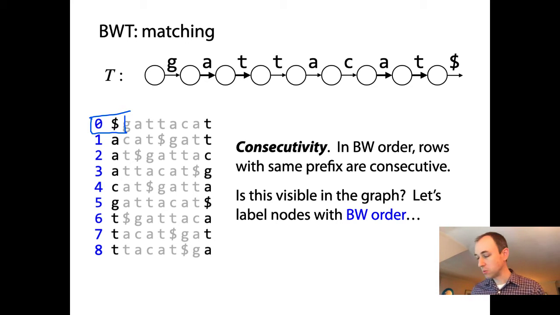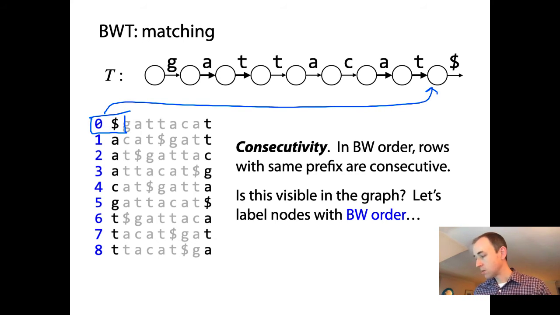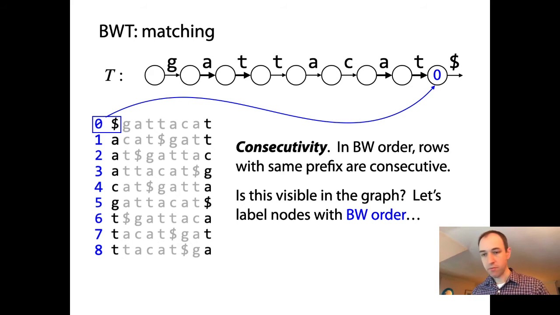So what I'm going to suggest we do is take the 0 and put it into the node that's just before the dollar sign. So here's the dollar sign. This is the character we're talking about. This dollar sign is this dollar sign. We're going to take that 0 and put it in as a node label. We're going to label the node just before the dollar sign with the number 0. Okay, so there's that first row.